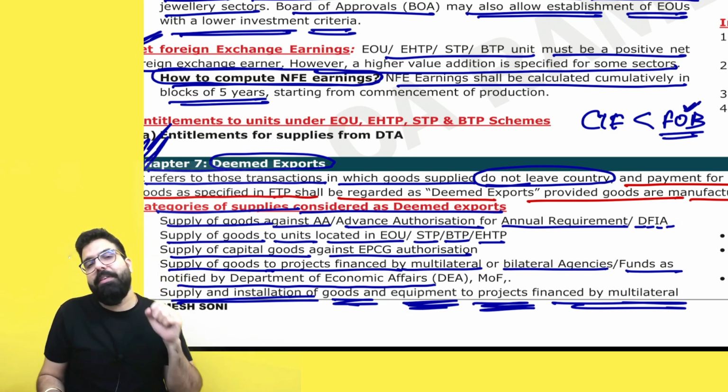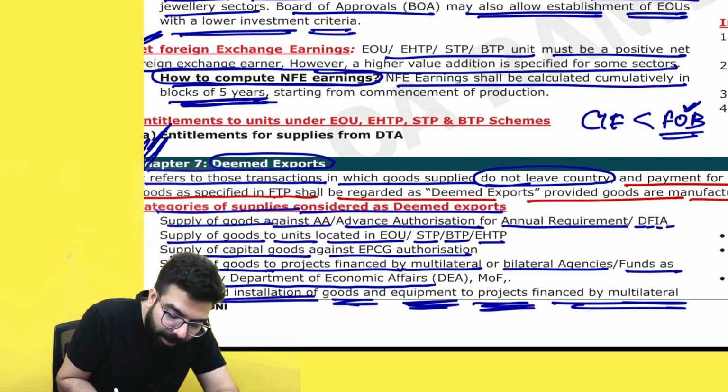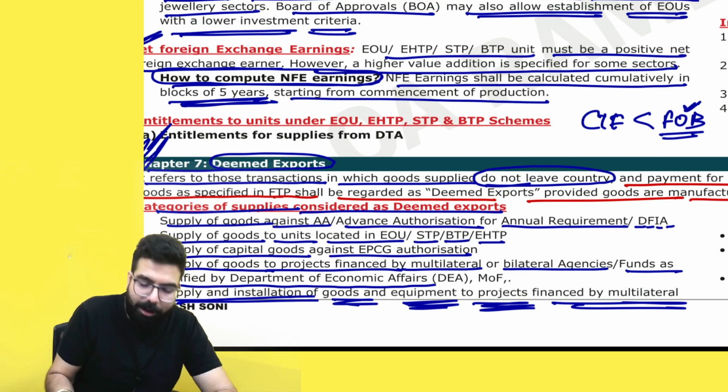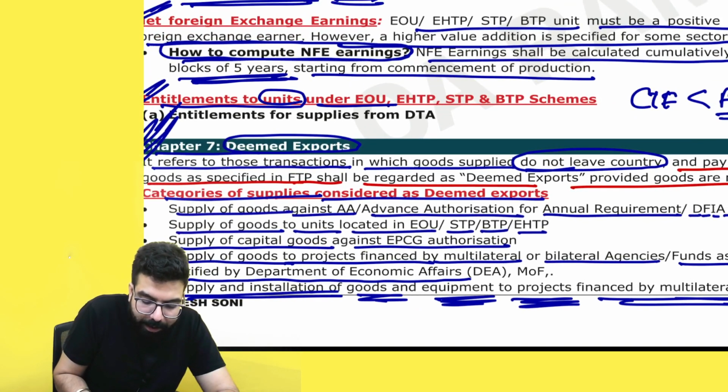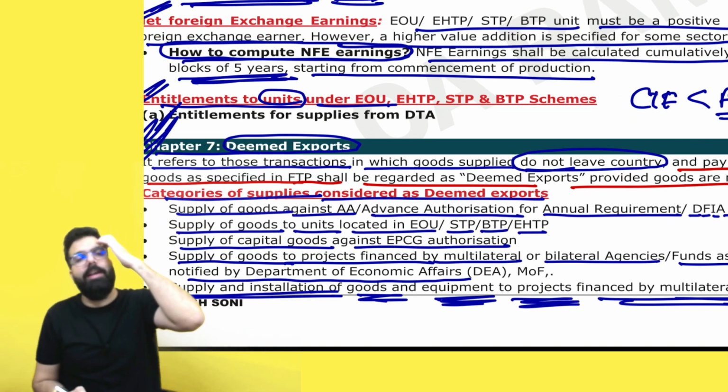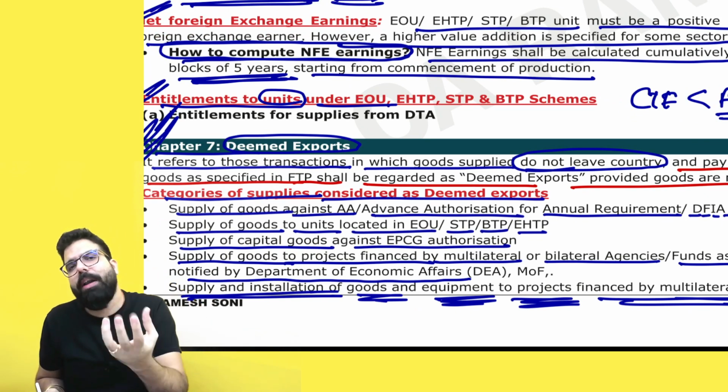They are telling that this will be seen over a block of 5 years, commencing from the date of start of production. Who are entitled? Entitlements to a unit under the EOU scheme. So if I am a unit under the EOU scheme, what are my entitlements? What are the benefits I will get?